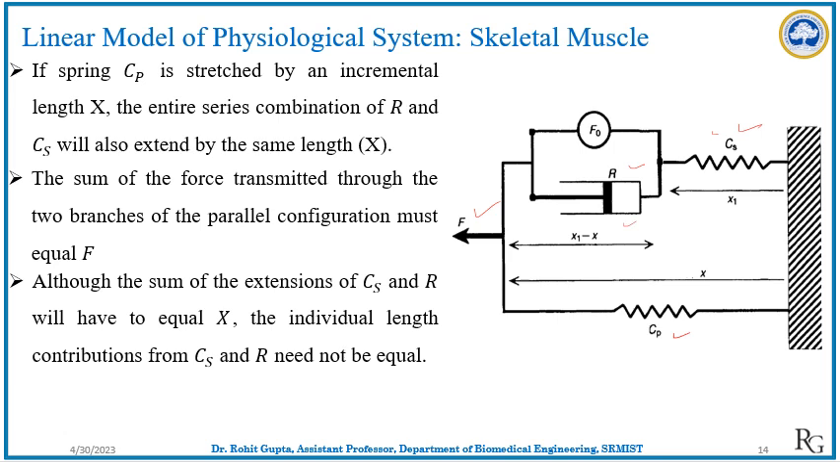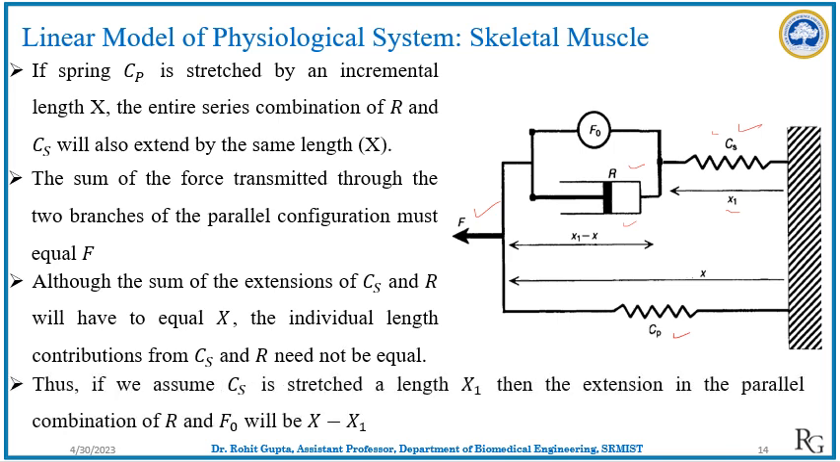This can be different. So here we have taken this x1, and for this R we have taken the extension contribution as x minus x1. Next, if we assume that Cs is stretched a length x1, then the extension in the parallel combination of R and F naught will be x minus x1.